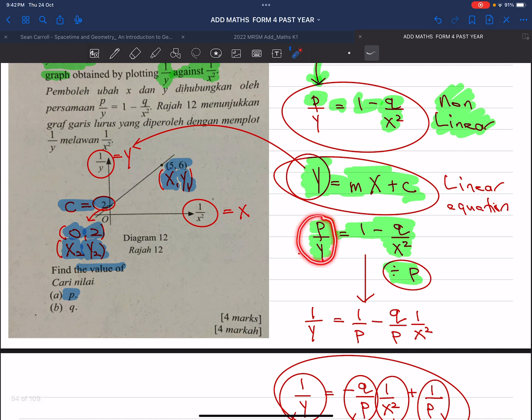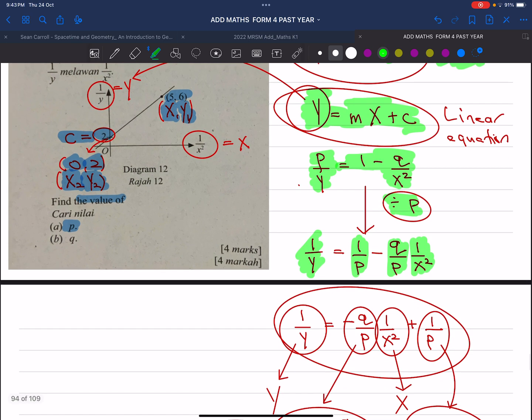So now I divide. P over y divided by p, I get 1 over y. And then 1 divided by p, of course I get 1 over p. And then q over x squared divided by p: I take the q divided by the p, q over p, and the over x squared I write as 1 over x squared.